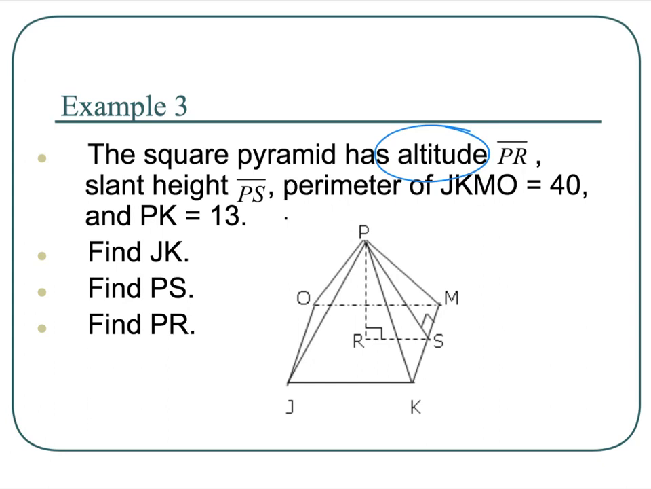Well, if it's a square base, I'm just going to jot this down now. I'm thinking all these sides are going to be 10, aren't they? Okay? And then PK is 13. So that's this guy right here is 13. All right. Find JK, LO, PS, and PR. Well, if I've got side lengths of 10, I'm thinking each one of these guys is going to be 5, right? Cool.